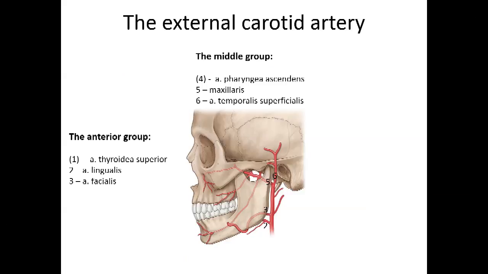And return to our presentation. So we have 3 vessels in anterior group, we have 3 vessels in middle group, and also we have 3 vessels in posterior group. So they are number 7, here it is, number 7, located and directed posteriorly. This is arteria auricularis posterior. Number 7 is arteria auricularis posterior.